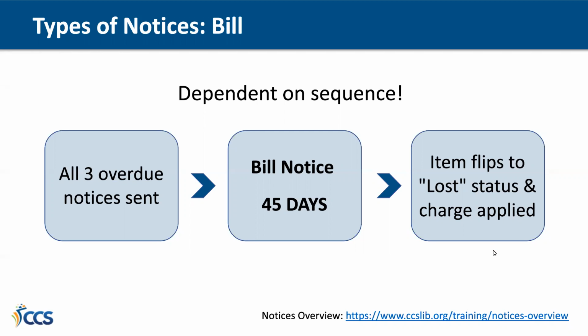And notice how on the slide it says that bill notices are generated and then the item flips to lost and the charge is applied. So an item will never transition to lost unless it can tell a bill notice was generated. Again, that sequence is: the bill notice is generated, then the item flips to lost and the charge is applied.